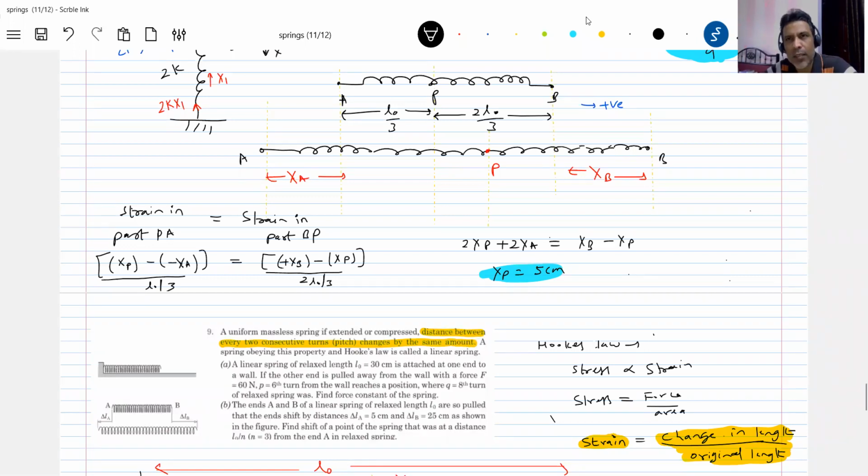Strain in one part of the spring should be equal to strain in other part of the string. That's the meaning of this particular sentence. Don't assume it in another way. The meaning of this sentence is that the strain in one part of the string should be equal to the strain in the other part, or the strain in one part should be equal to the strain in the total string. Getting the idea now?